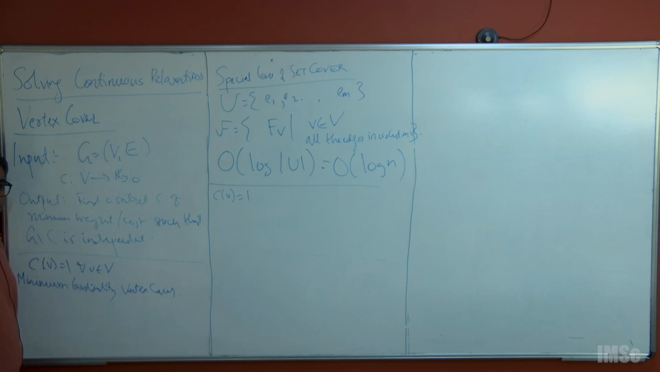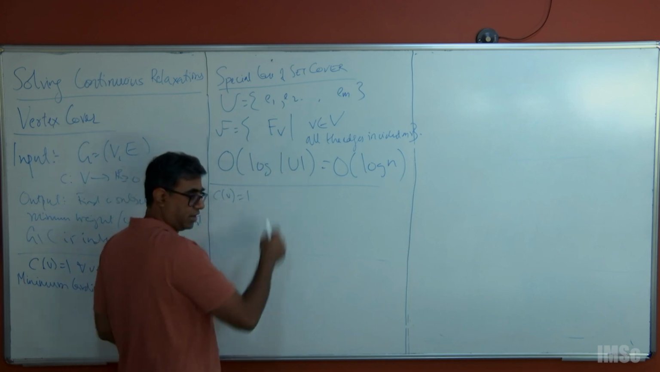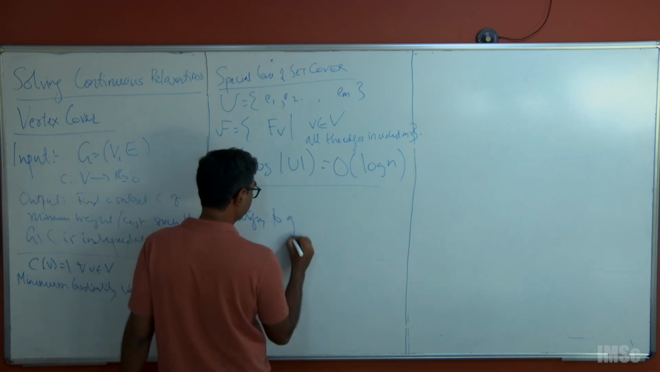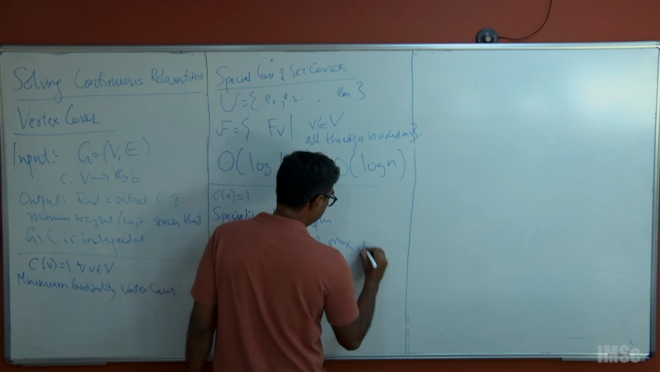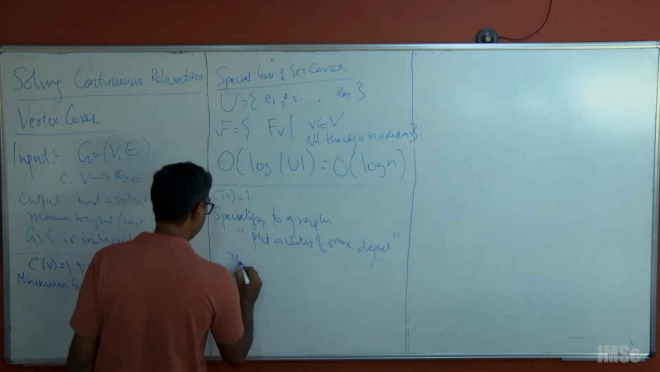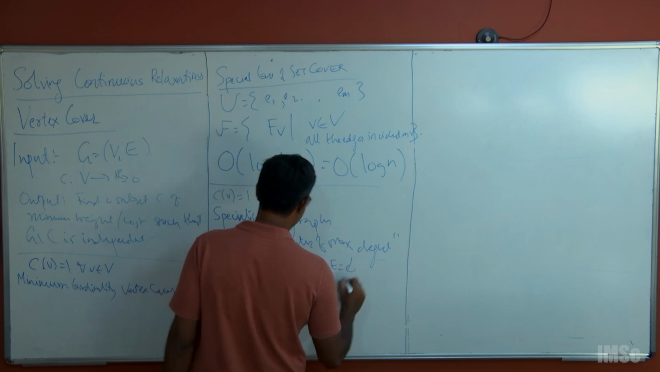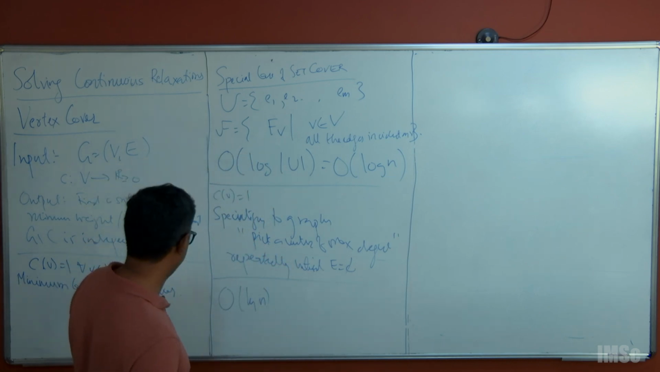If I think of running my set cover algorithm on my graph, what does it imply when c_v equal to 1? Pick a vertex of maximum degree. Pick a set which is largest, so that is nothing but the degree, right? Specializing to graphs, this corresponds to picking a vertex of maximum degree repeatedly until E is empty, and this will also give you an order log n approximation for vertex cover.